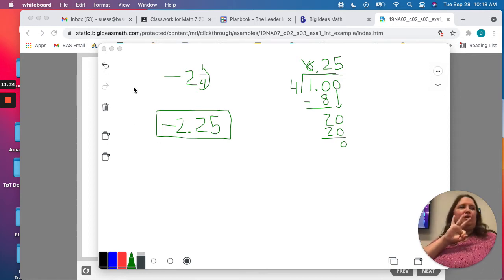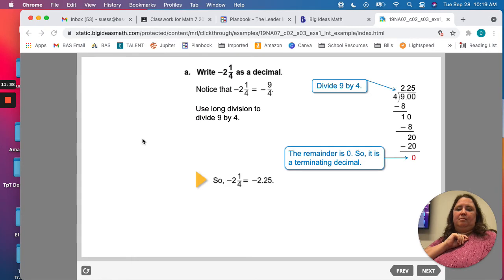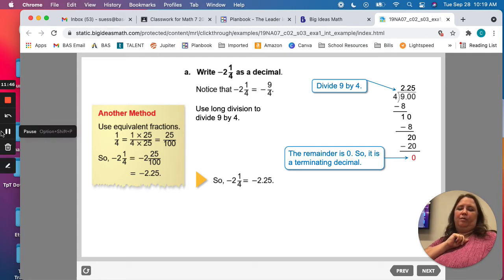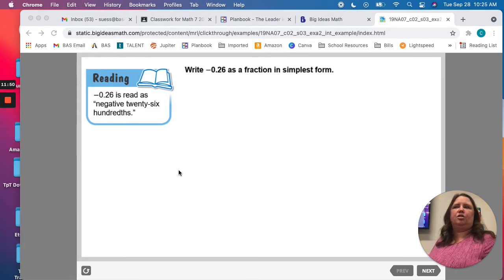All right, so those are your 3 different ways. You can convert fraction to decimals from using division. You can use your calculator, or you can use mental math if it's a fraction that's easy to do it with. All right, do your try-its. Oh, there's another method. You can use equivalent fractions. That takes forever too. All right. Example 2.